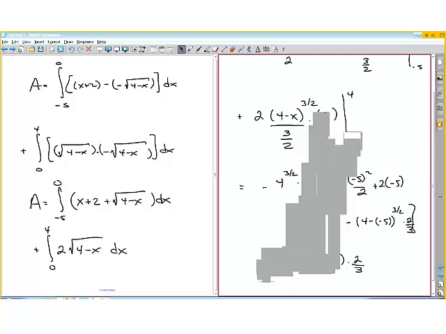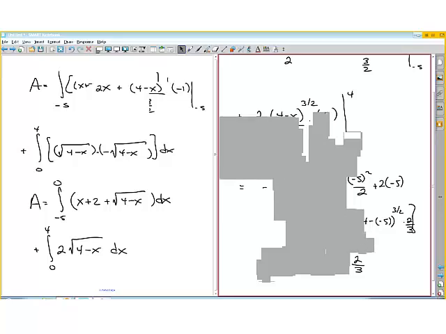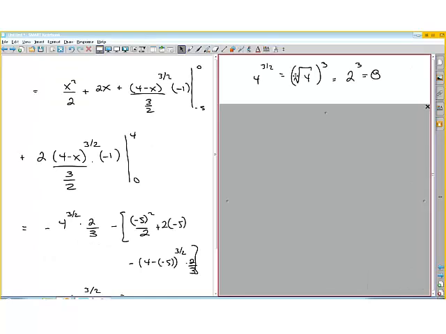Now, just to explain, 4 to the 3 halves power. 4 to the 3 halves is the same as 4 to the 1/2 cubed. 4 to the 1/2 is the square root, so you get the square root of 4 cubed. The square root of 4 is 2. 2 cubed is 8. So 4 to the 3 halves is 8. Same way, 9 here, the square root of 9 is 3. 3 cubed is 27. So we'll either get 8 or 27.